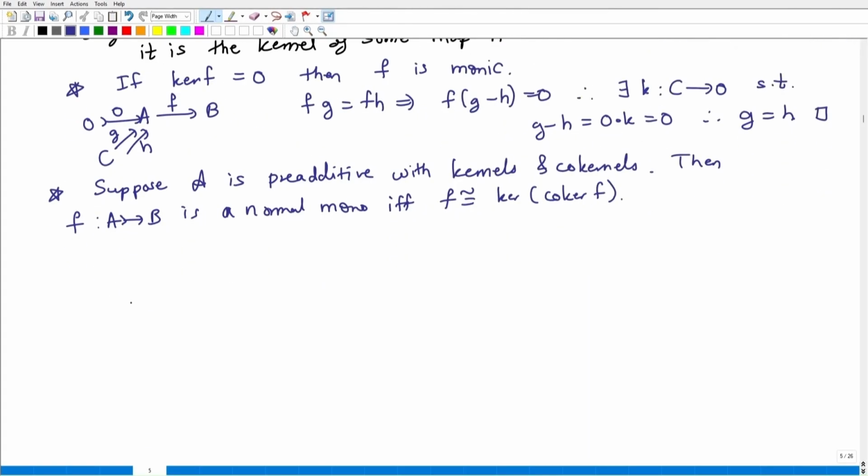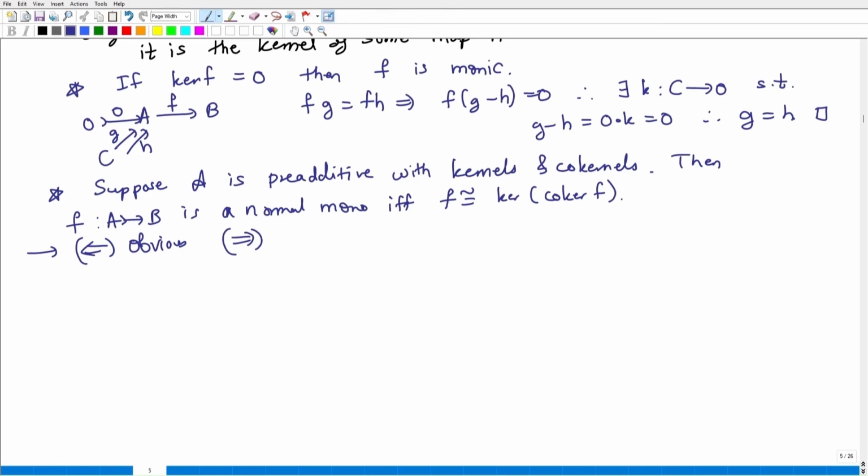So whenever it is a normal mono, then we have F is isomorphic to the kernel of its own co-kernel. We don't have to go finding it. One side is obvious. Which side? Backwards. Because we already know F is isomorphic to this thing. So only the forward direction is supposed to be done.